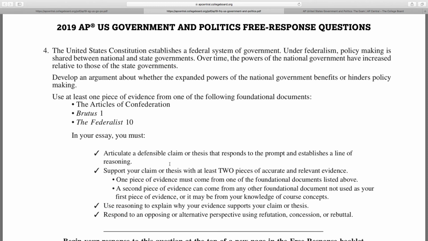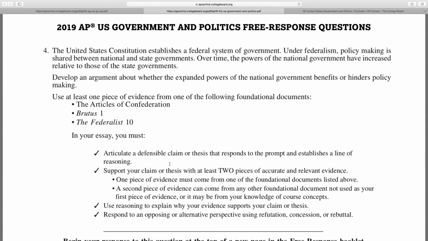Just remember with your thesis, first of all, it needs to use the word because. So you make that claim, right, expanded national government powers benefit policymaking because now you're providing that line of reasoning. It's okay if your line of reasoning includes the word and because you're trying to fit all of your arguments under this umbrella that is your thesis. Okay, so make sure you do that.